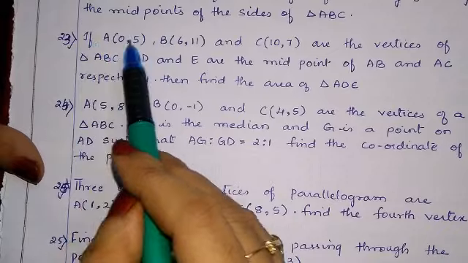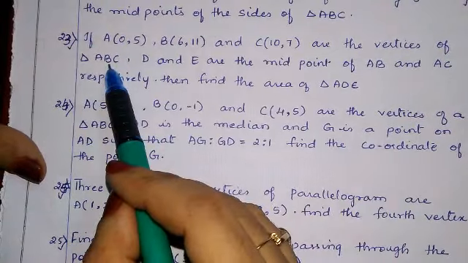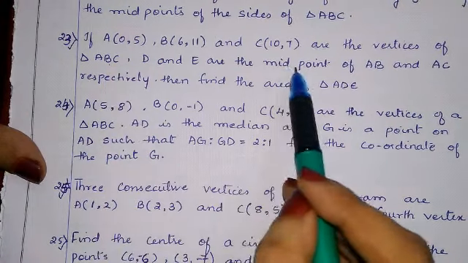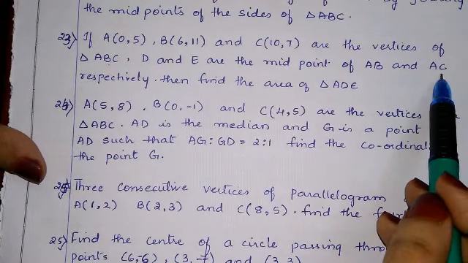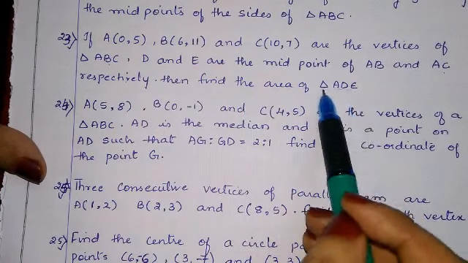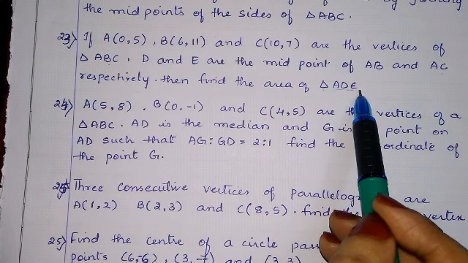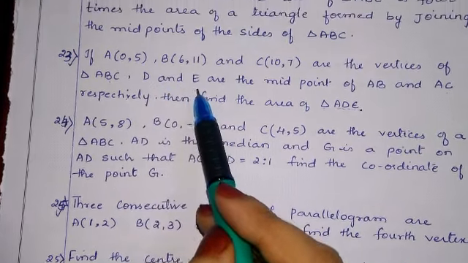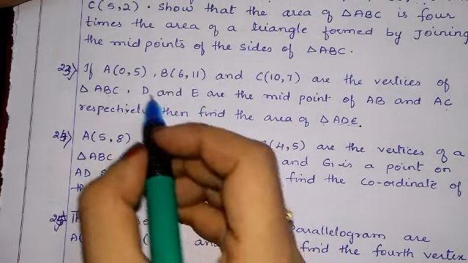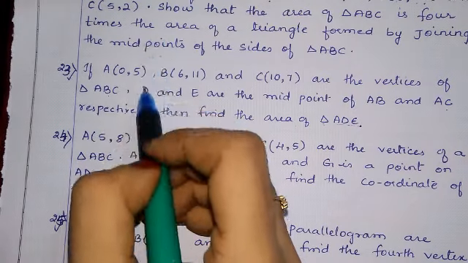So the next question is, if A, B and C are the vertices of triangle ABC, D and E are the midpoints of AB and AC respectively, then find the area of triangle ADE. This is also the same problem like the previous problem, so you can easily solve it. I'll just give a hint, you try this problem yourself because it is completely the same as the previous problem.